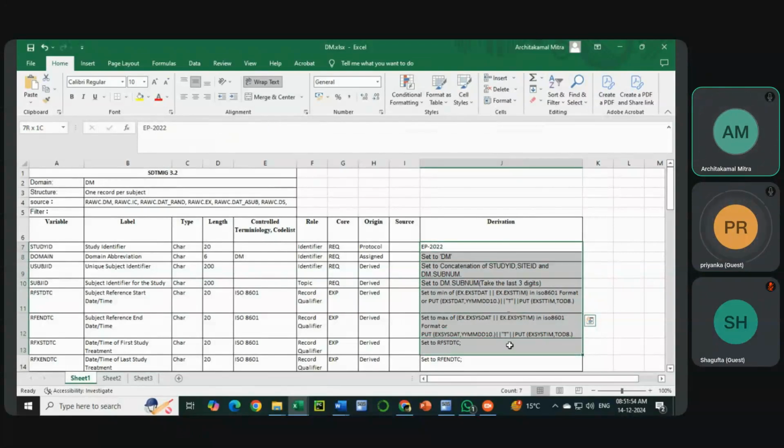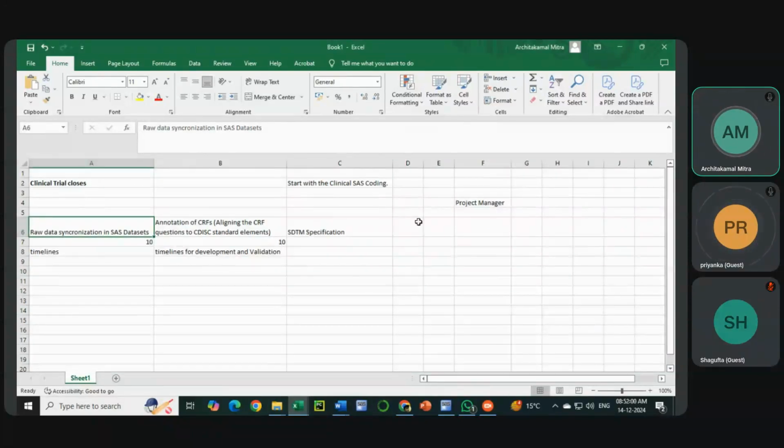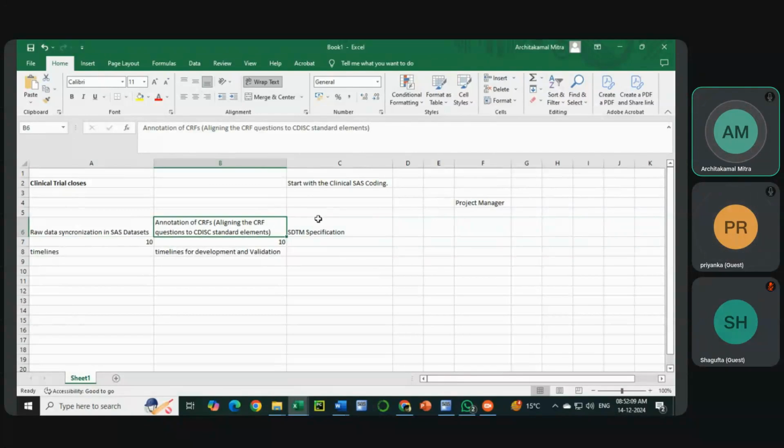There is a team who creates this specification based on the CDISC SDTM IG, that PDF which I had shown you, and also the annotation of CRFs. How that annotation is done. So this SDTM specification is created. Suppose this has 20 people.